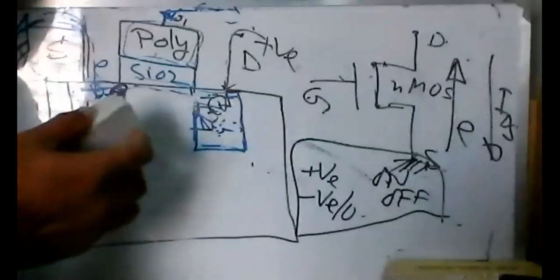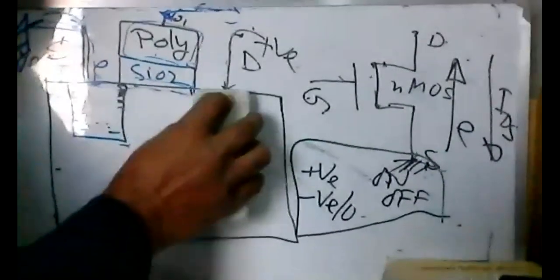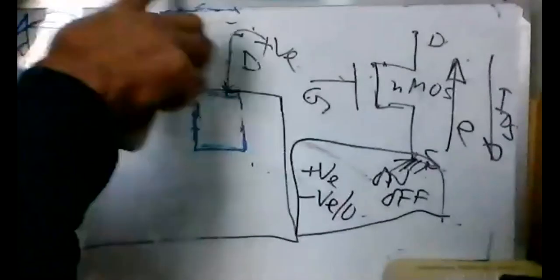Now we'll see what happens with the PMOS. I'm going to change it. The gate area will remain the same, but the other area will change. Okay, let's say here.